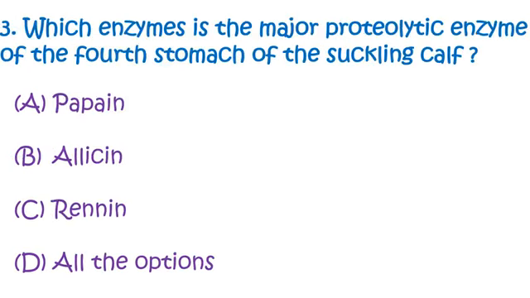Question number 3. Which enzyme is the major proteolytic enzyme of the fourth stomach of the suckling calf? Options are option A, papain, option B, allicin, option C, renin, option D, all of the options. And the correct answer is option C, renin.